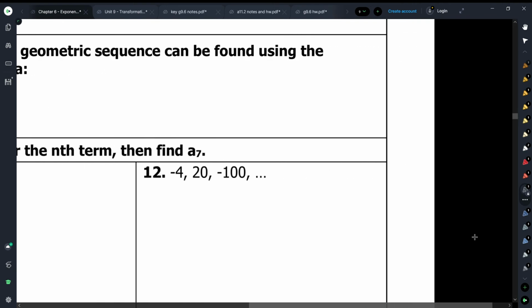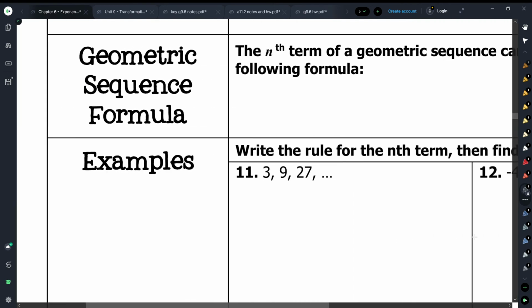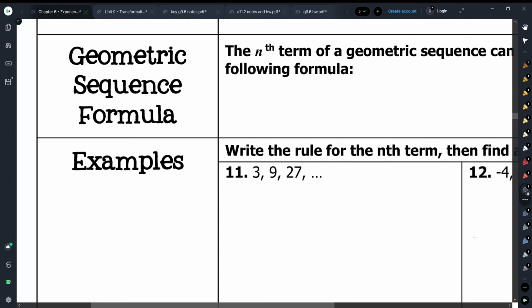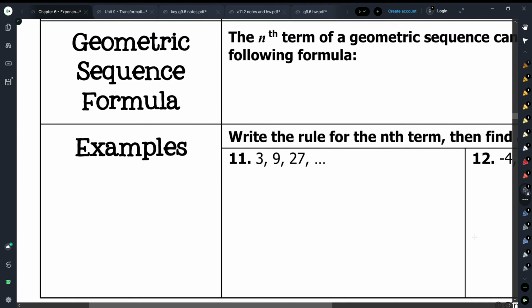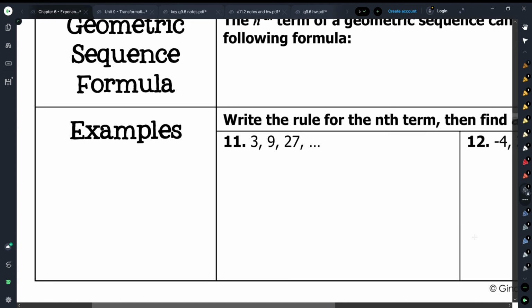The nth term of a geometric sequence can be found. So we're now going to be doing a geometric sequence formula. Okay, so we have a formula. We're going to define a few variables real quick. I write the term A1. That just represents the first term in the sequence. Okay, r, of course, is my ratio.